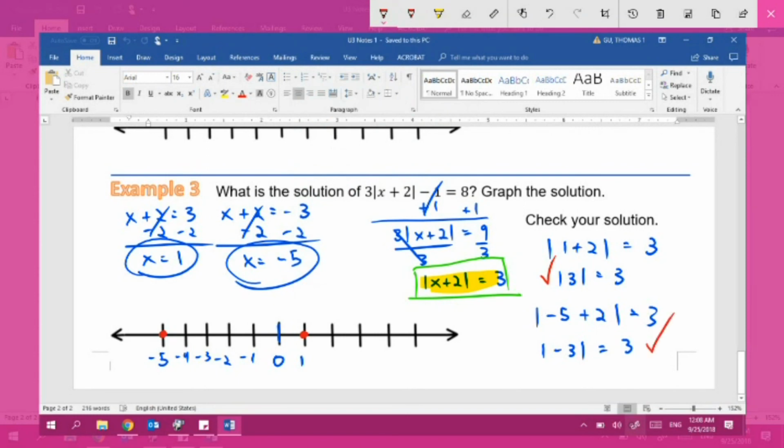So remember the 4 steps. We isolate the absolute value. We get the absolute value by itself on one side. Then we write 2 equations, one equaling the positive, one equaling the negative. Then we solve and we check our answers.